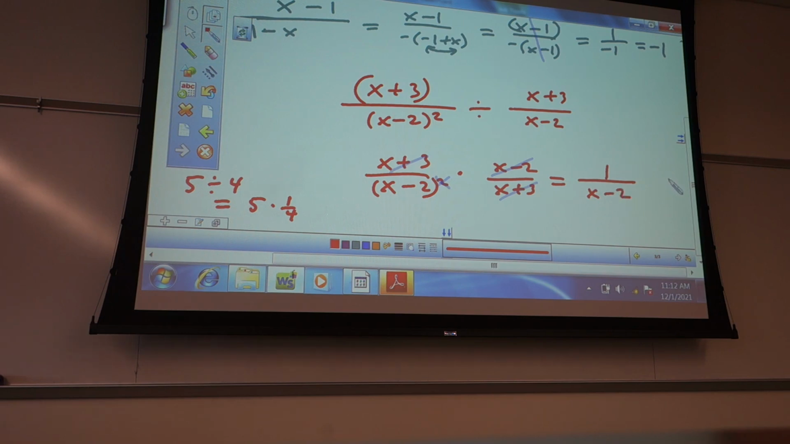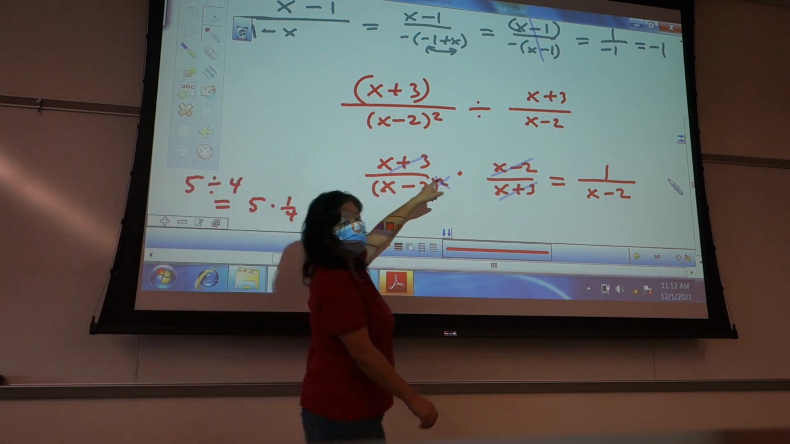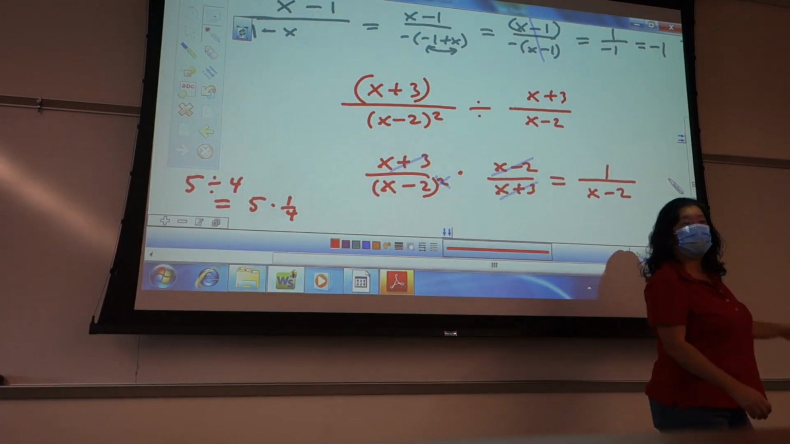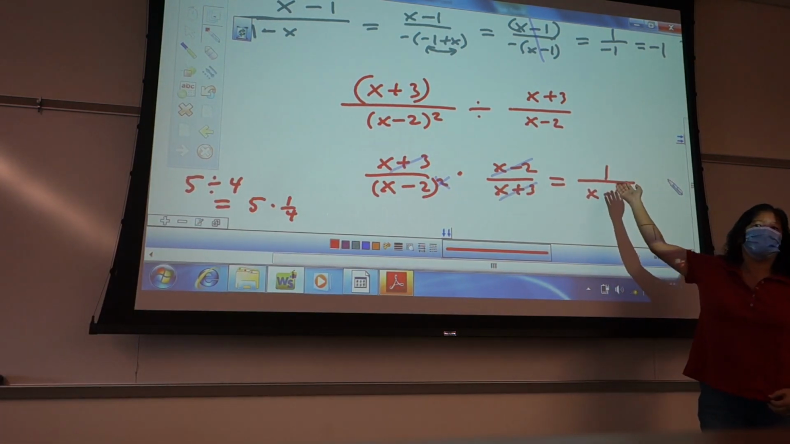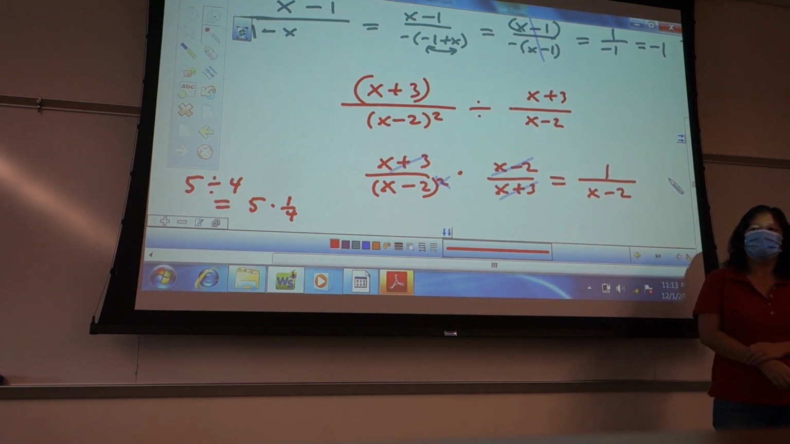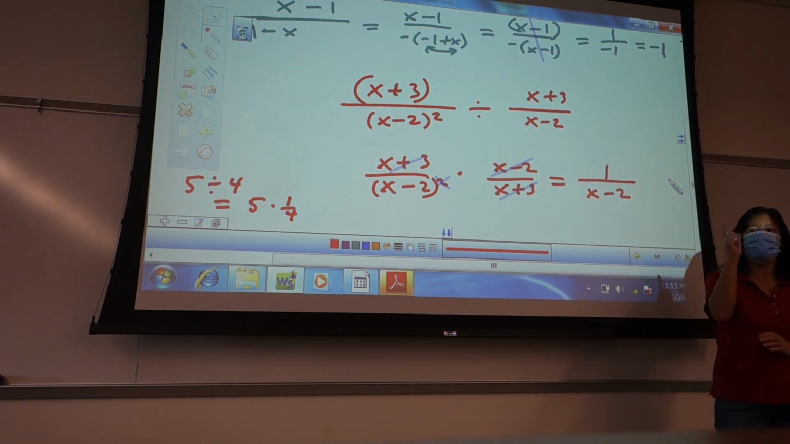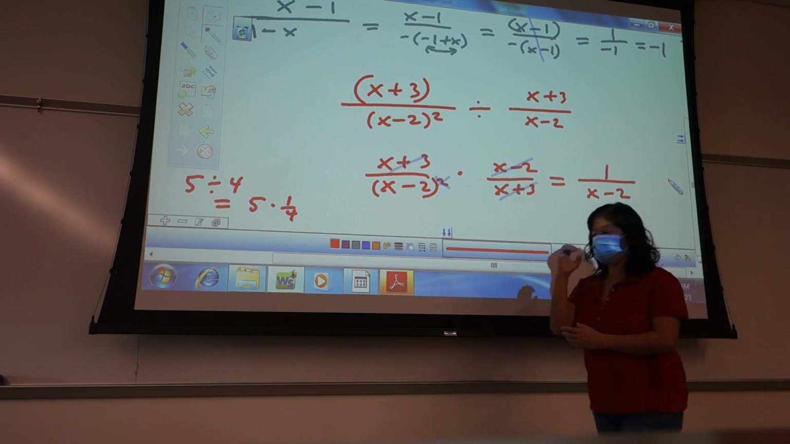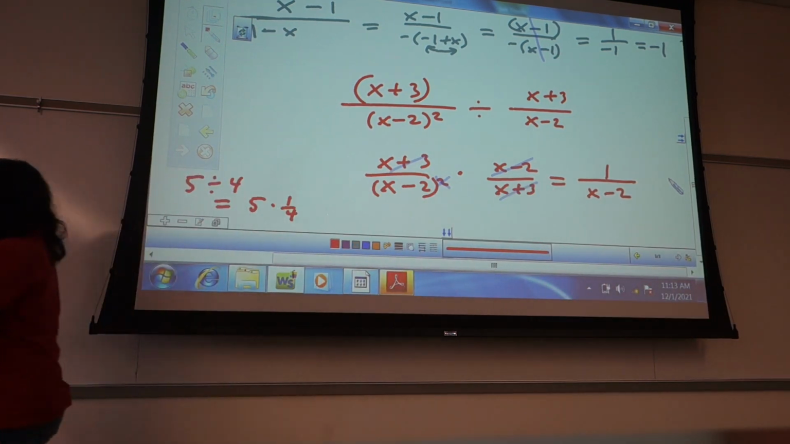Does that sort of make sense for folks? So if you cancel everything out on top, there's still a 1 on top. There's not a 0 on top. Because remember, multiplication always starts with 1. Addition always starts with 0, but multiplication always starts with 1.